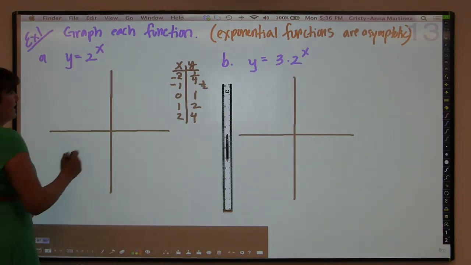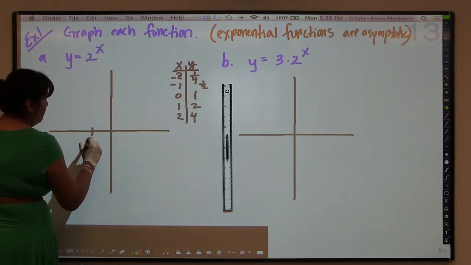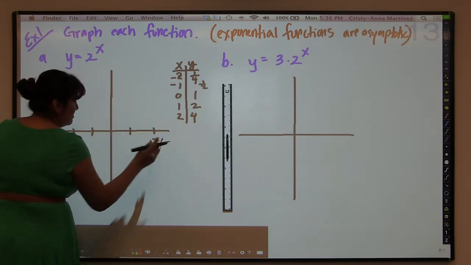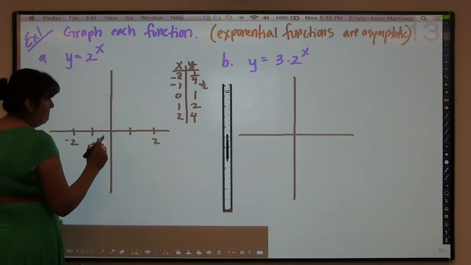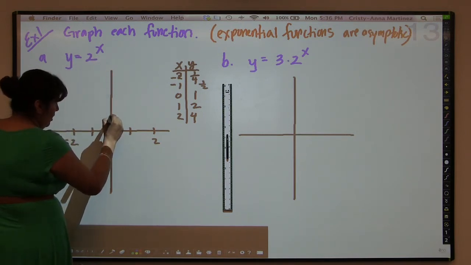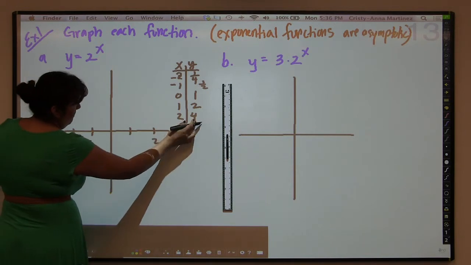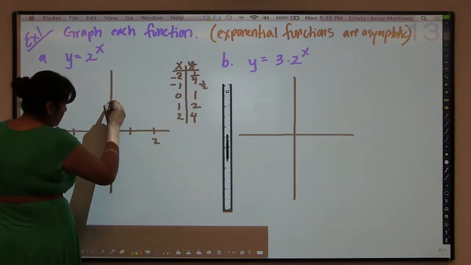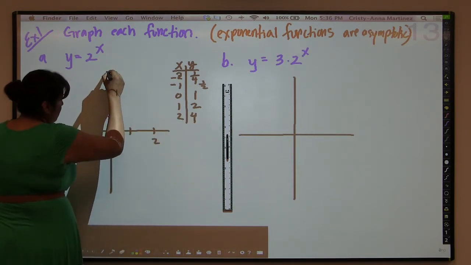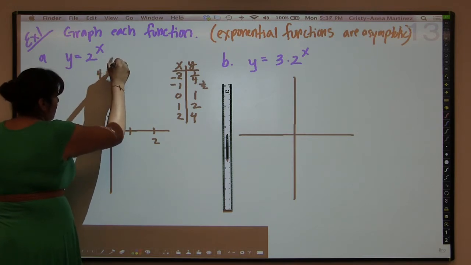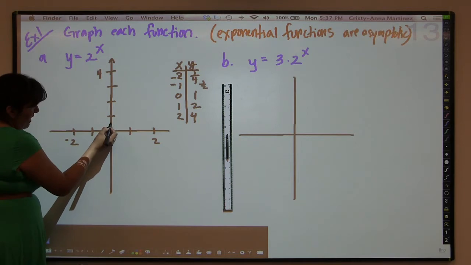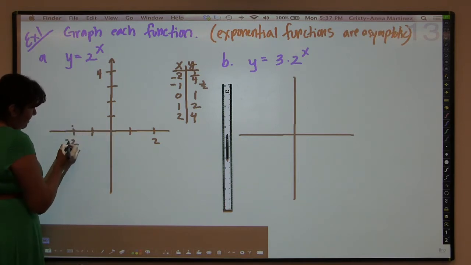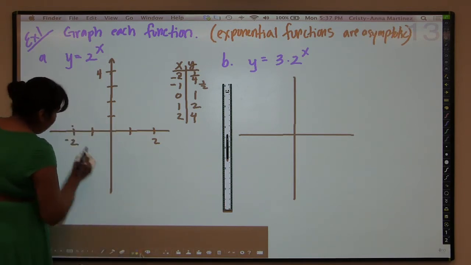And now we're going to plot it. So we're going to have -1, -2, 0, we have 1, 2. Remember, this is the parent graph. That will change when this number is different. And then we want to go all the way up to 4. So 1, 2, 3, 4. And so -2 is 1/4. So this is roughly 1/2. So 1/4 is right about here. So I put a little dot there. Might even have to put a different color there.